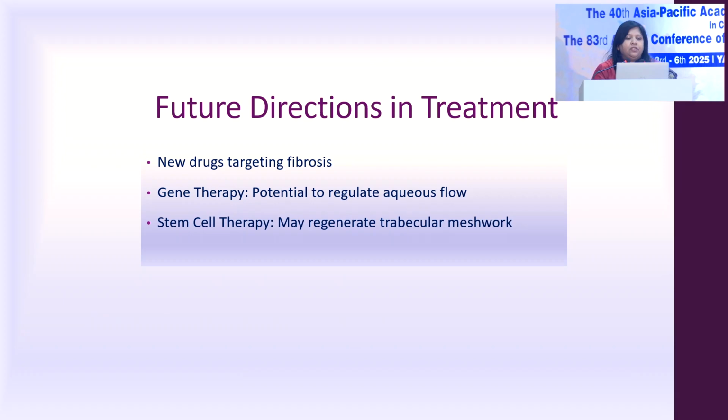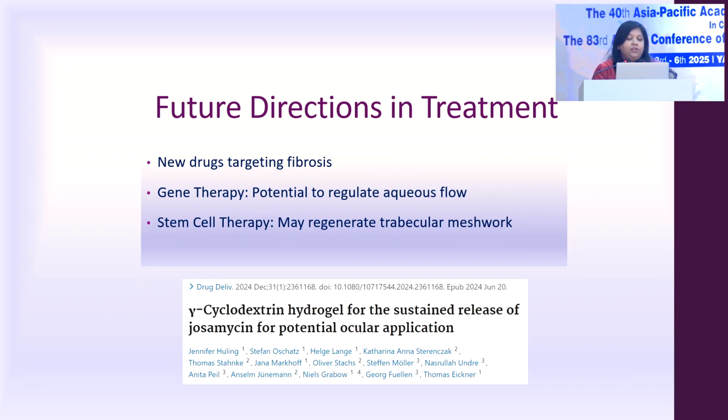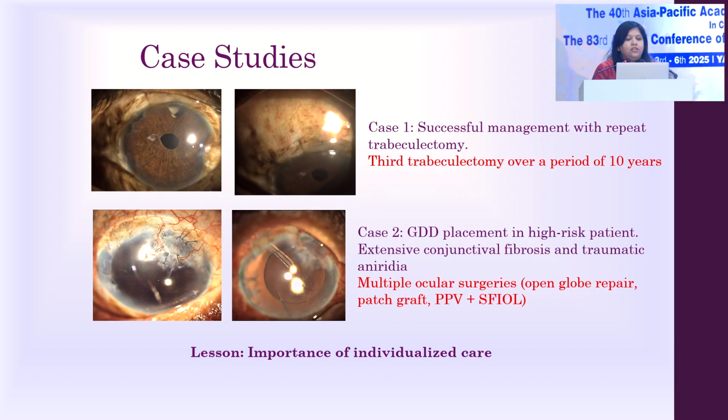Future directions: new drugs targeting fibrosis are on the anvil. There is gene therapy and stem cell therapy, again at very nascent stages. And these are just 2 case studies. One is the successful management with the repeat trab. So in this case, we had done a third trabeculectomy over a period of 10 years, and it still worked. So you may not give up. Many senior people who do trab for many years, they also would say, yes, you can do it.